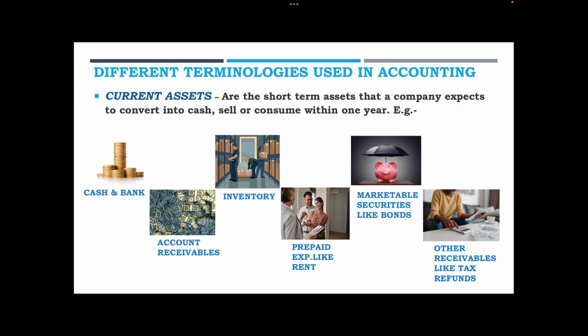Inventory, or closing stock, or stock as it is called, then prepaid expenses like rent, will also be considered as current assets. Marketable securities like bonds will also be considered as current assets. If you have filed an income tax return and if you are liable to get a refund from the government, that will be considered as your current asset.